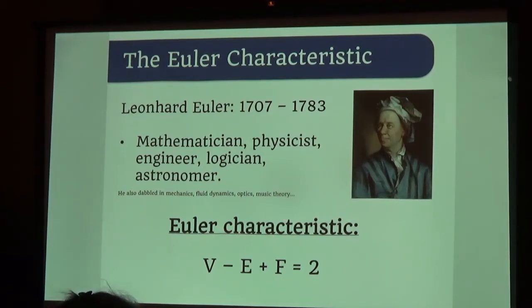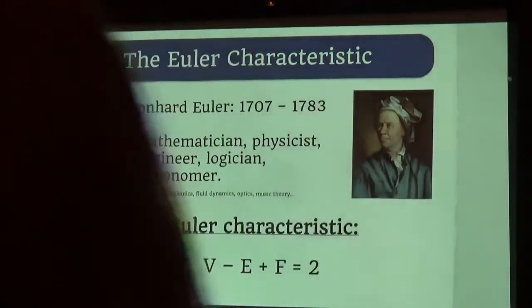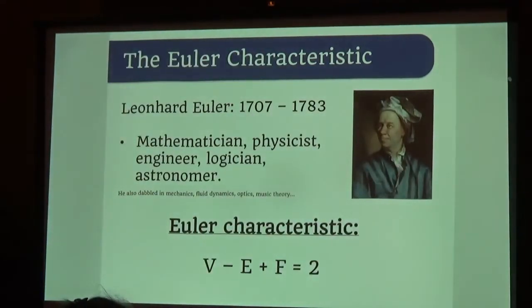Euler was a big dog. He did all sorts of different things, and he really produced an awful lot of maths. But his main thing was what we refer to as the Euler characteristic. You may also hear it referred to as Euler's formula. And this might not make much sense without me explaining a little bit more. It simply says V minus E plus F equals 2.